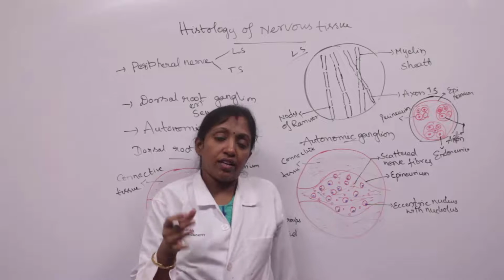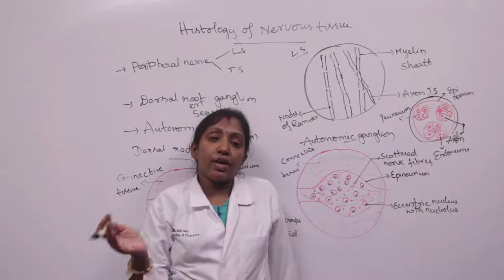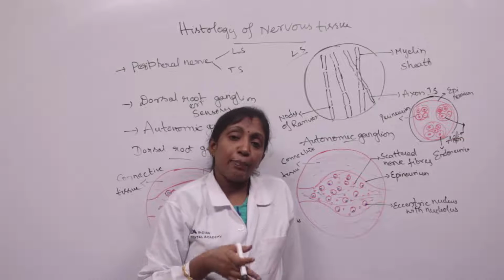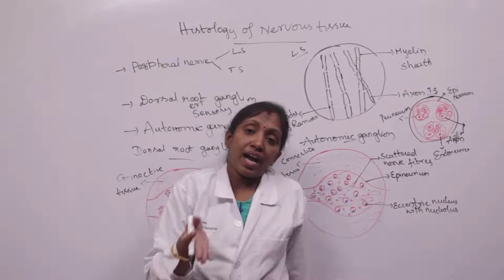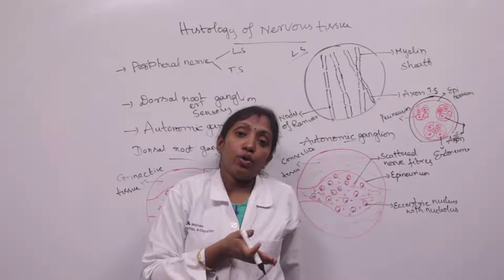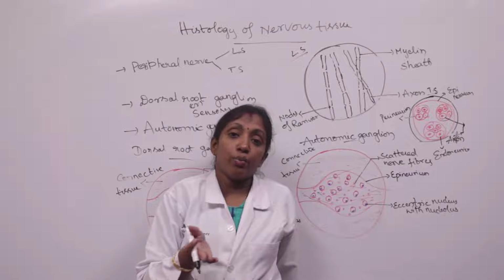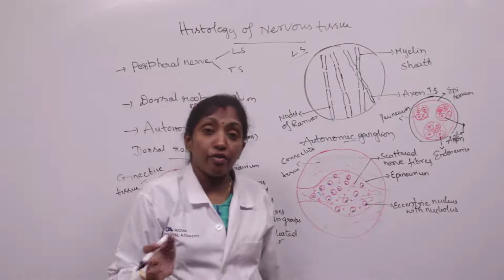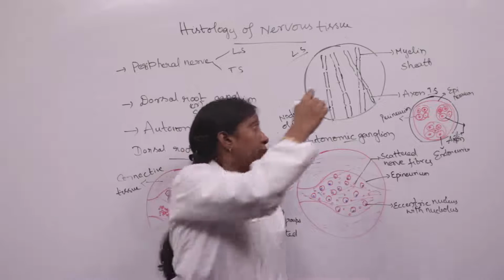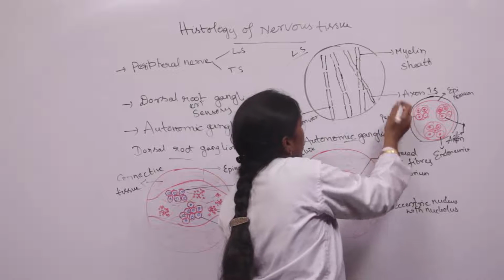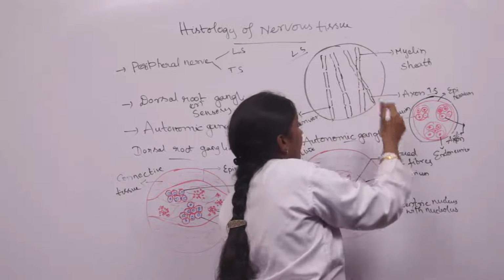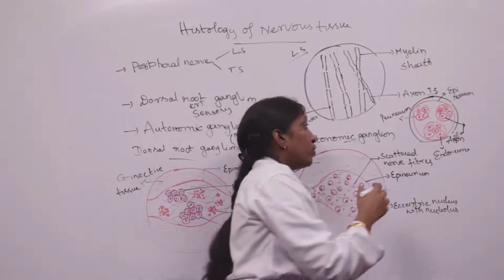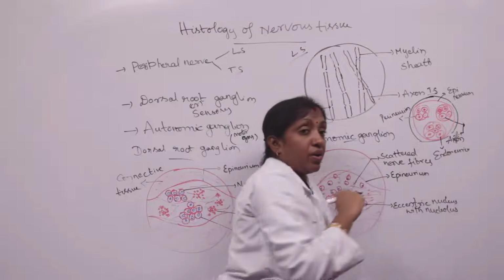Usually the nerve trunk is covered by a connective tissue called the epineurium, and this epineurium sends septa which divide the nerve into a number of fascicles. The epineurium surrounds the entire nerve, the perineurium surrounds each group of nerve fibers, and the endoneurium surrounds each nerve fiber.